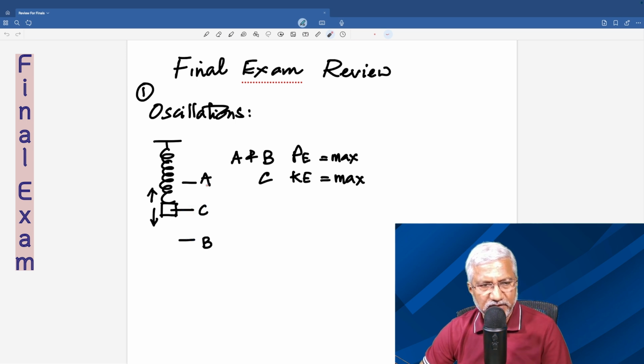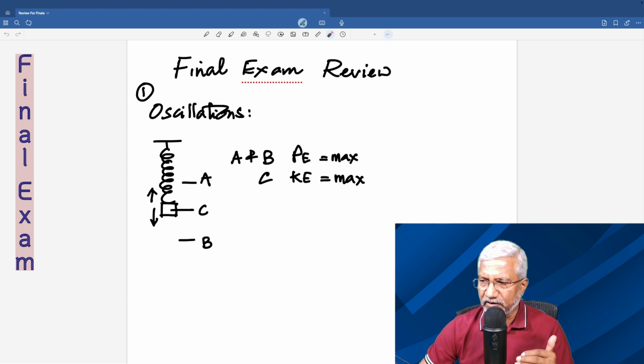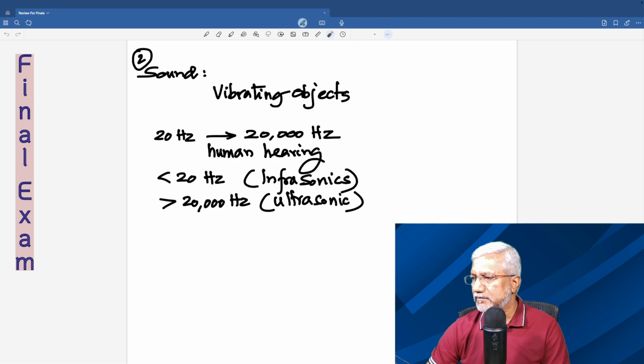That means the potential energy is maximum at the two positions A and B, because that's where the spring is either maximum compressed or maximum extended. So the potential energy is maximum at A and B, while the kinetic energy is maximum at C. So that is the first concept.